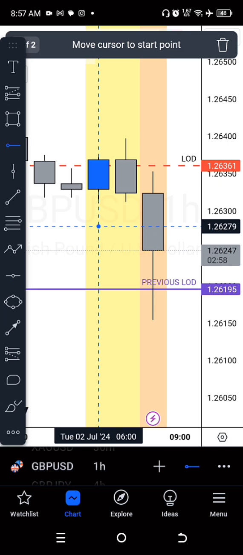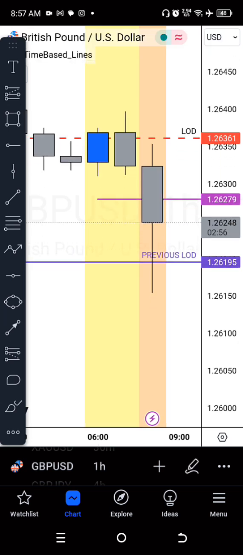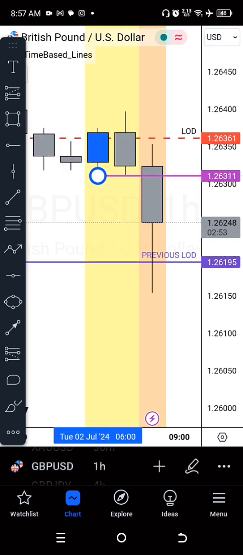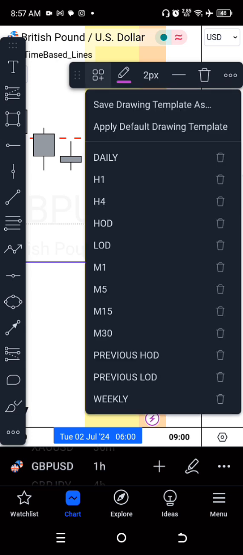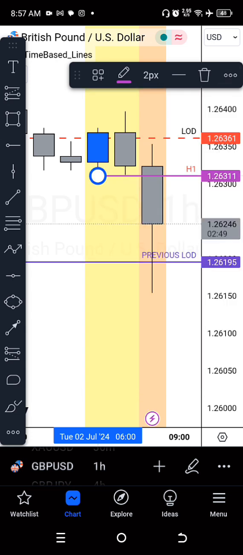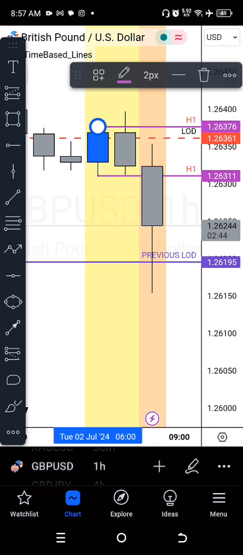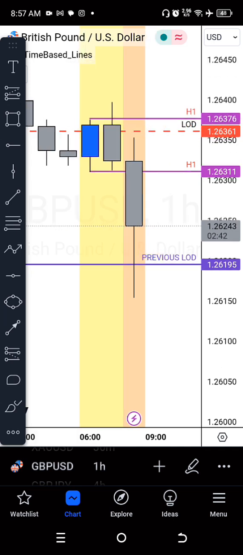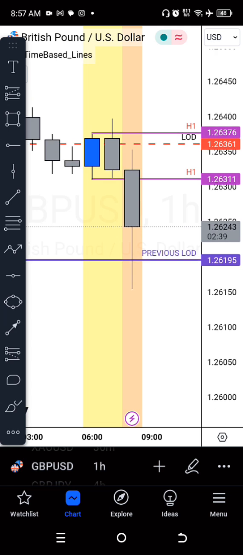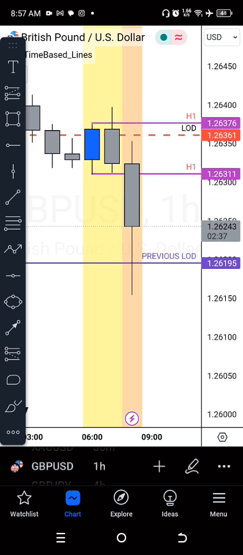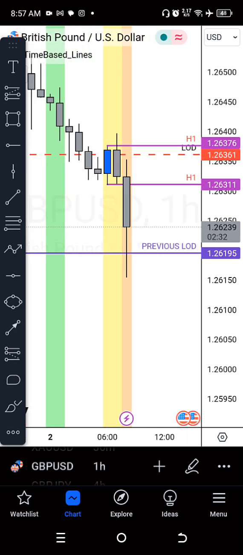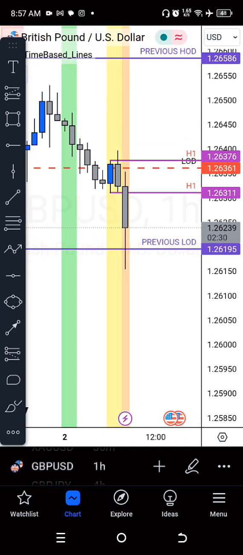So I'll mark it as my low. I'll mark it H1. I'll clone it. Now this is where the strategy of entry comes in. So I'll mark it as my high, the H1. I'll mark the high and low, and wait for either the high to be broken. If the high is broken, I'll look for buys. If the low is broken, I'll look for sells.